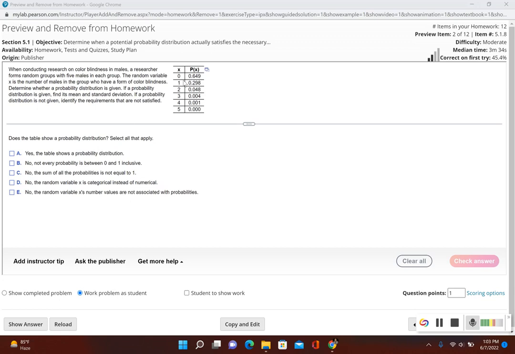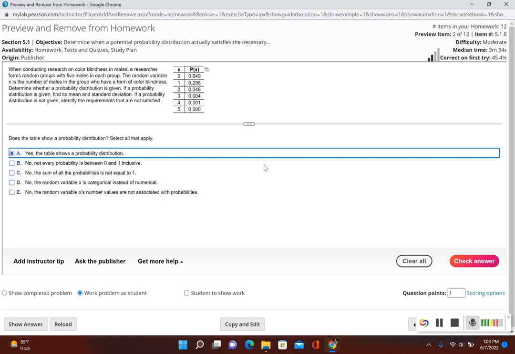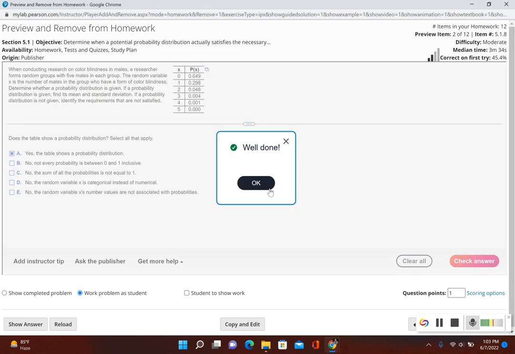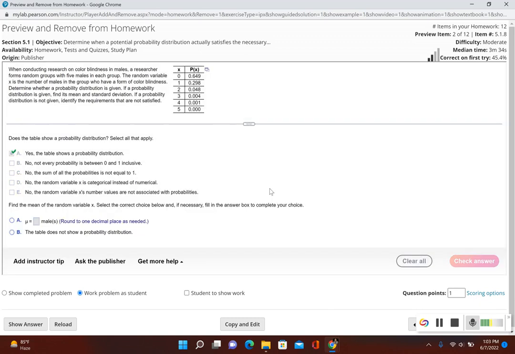Now each probability has to be between 0 and 1. It looks like all these probabilities are values between 0 and 1. So yes, the table shows a probability distribution. Now since this table is a probability distribution, we're going to have to find the mean and the standard deviation. We're not going to use that complicated formula. What we're actually going to do is input this into StatCrunch.